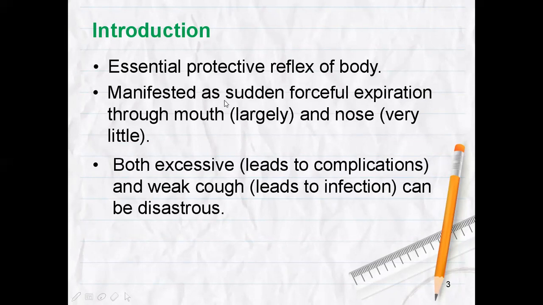However, both excessive and weak cough can be disastrous, because excessive cough, as we know, might lead to many complications. The most relevant example in the present situation of COVID-19 is social distancing. And not only that, but other complications are also there, such as fatigue, fractures, urinary and fecal incontinence, pain in the abdomen, and thoracic pain.